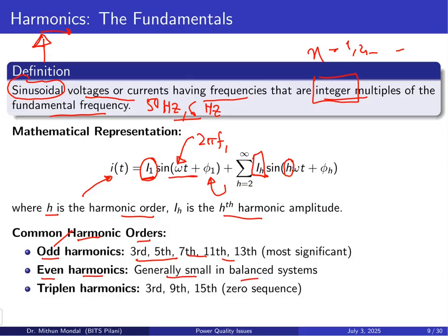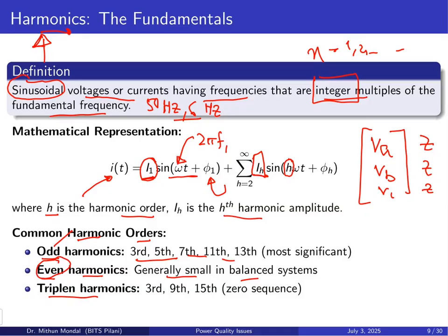So we know that the system will be balanced. What is a balanced system? A balanced system is one where the voltages in each of the phases, VA, VB and VC, have equal magnitude with a 120-degree phase difference, and the impedances in each phase are equal. Then it is a balanced system. If the system is balanced, then the harmonics will generally be small and even harmonics may not be present.